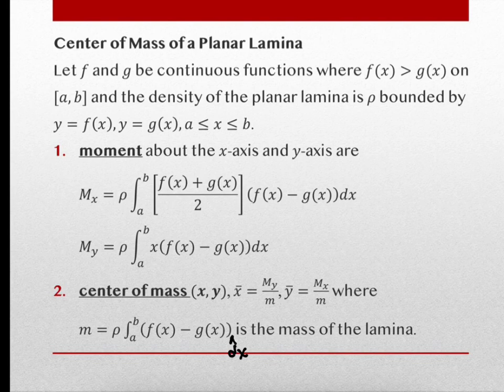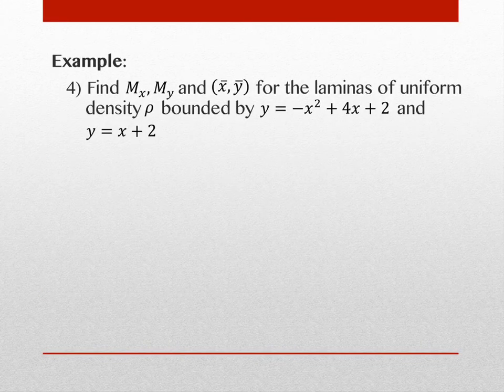Okay, cool. All right. So we have a question asking us to find m sub x, m sub y, and then the center of gravity, x bar, y bar. For a lamina of uniform density rho, bounded by y equals negative x squared plus 4x plus 2, and y equals x plus 2. So I've got 2 equations, just like I've had in a variety of contexts all throughout chapter 7.